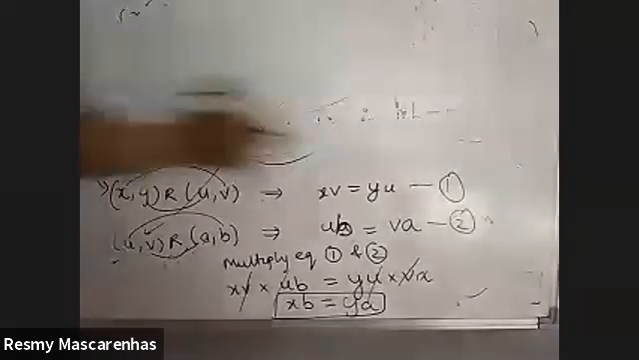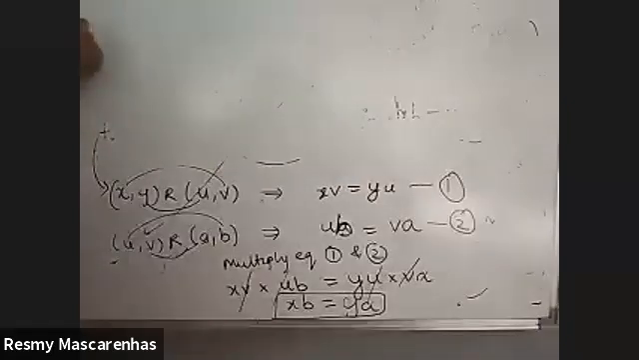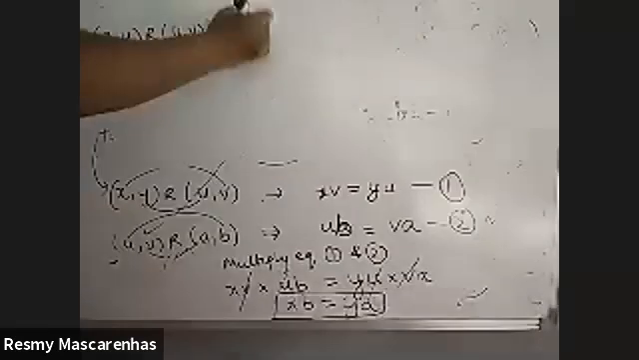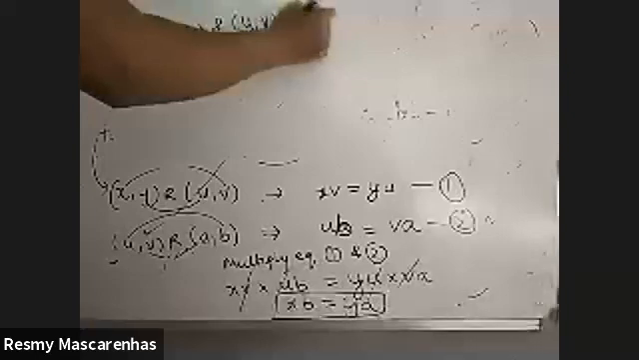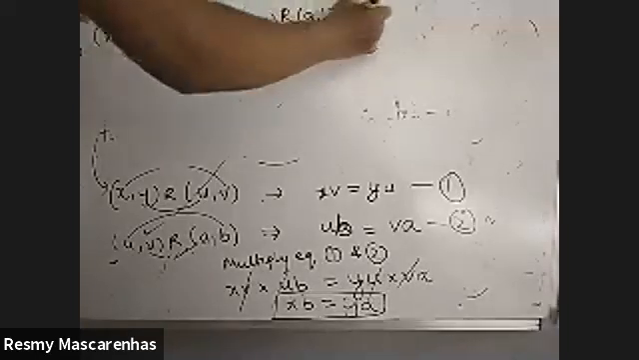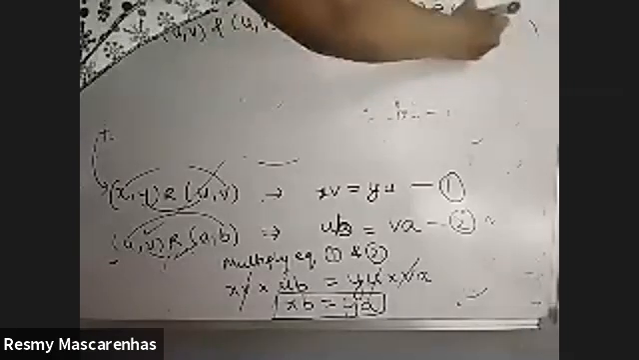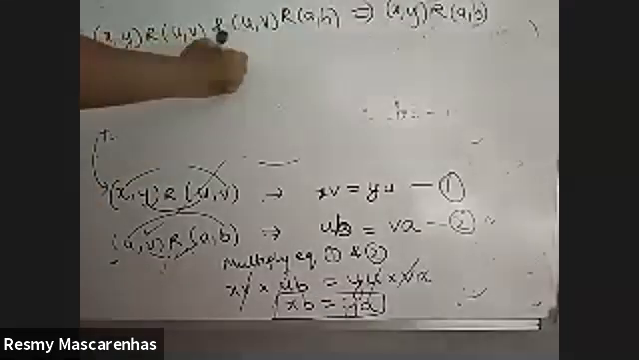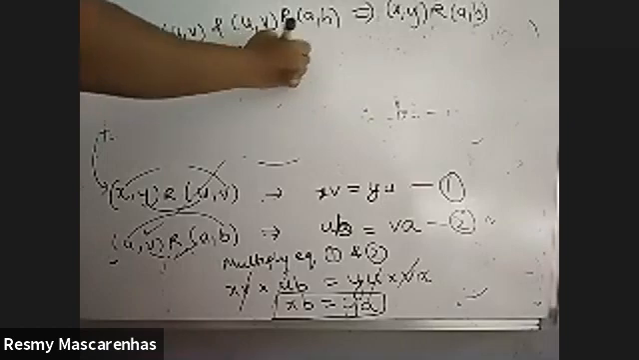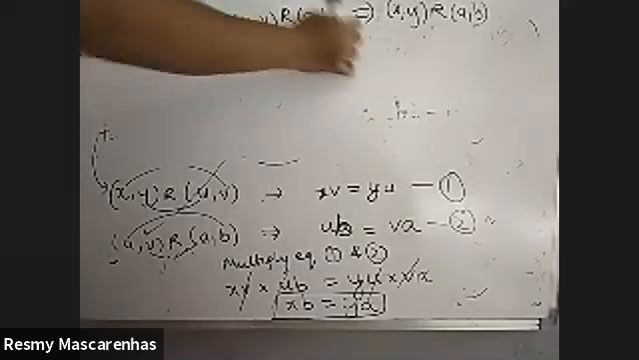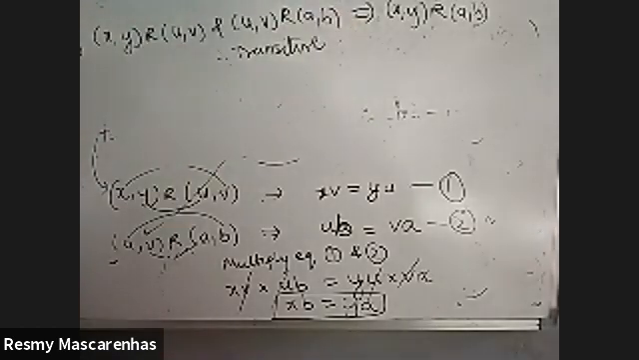So last statement you write. So if (x, y) is related to (u, v) and (u, v) is related to (a, b), implies that the first and the third one is also related. Therefore, transitive. And hence equivalence relation.